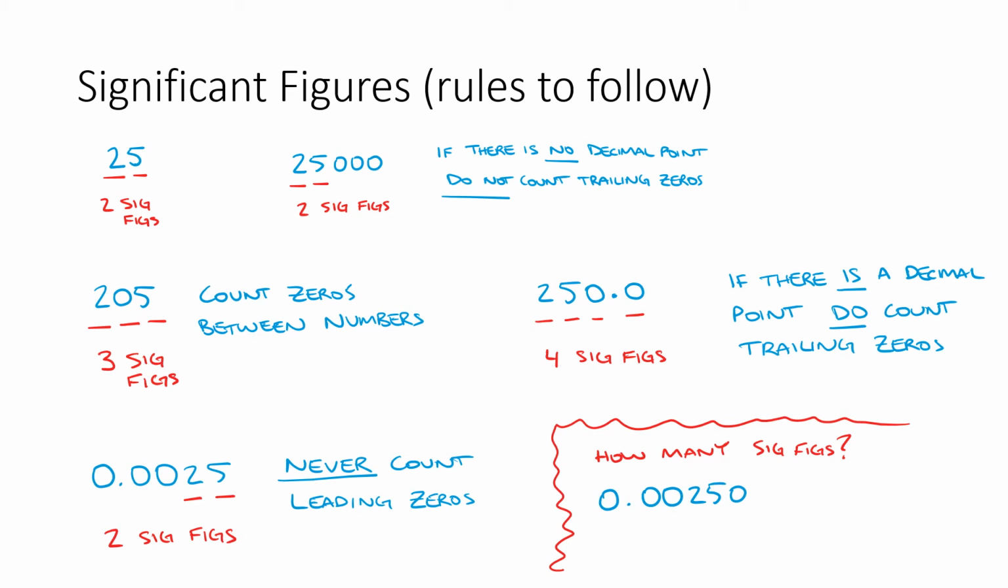But there is a decimal point, and there are trailing zeros, so the trailing zeros do count. So this is kind of like the practice one. There we go. So this is going to be 3 significant figures right here.